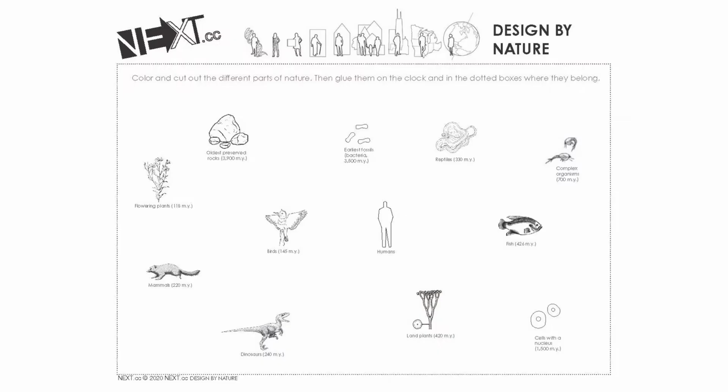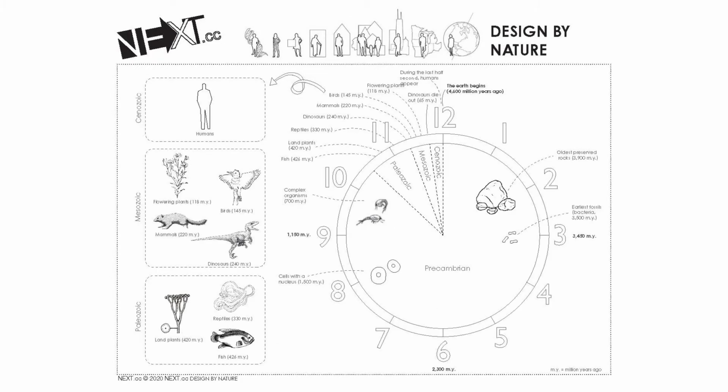And humans. So now that you just watched that quick video, can you put all of the creations of nature in order? We created this nature clock to help you understand what happened in the Precambrian, Paleozoic, Mesozoic, and Cenozoic eras.